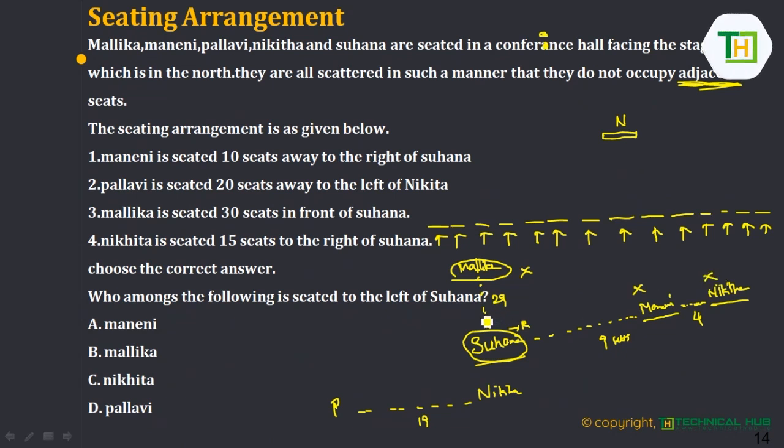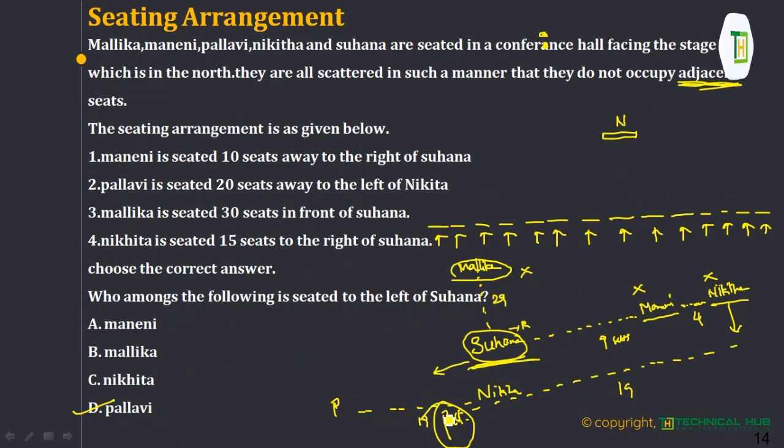So among the 5, I'm asking who is to the left of Suhana, and I eliminated 3, and the remaining option is obviously Pallavi here. See, this is the place of Nikita, and from there Pallavi is sitting 19 or 20 places away. So that is why definitely to the left of Suhana I will get Pallavi here. Yeah, Pallavi is the answer.